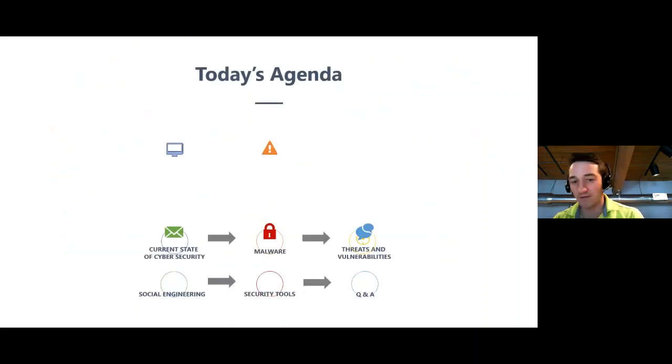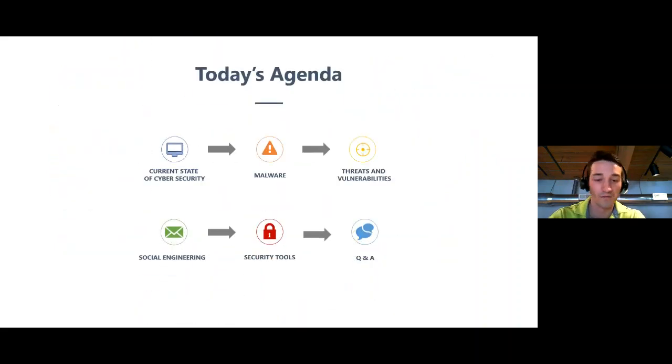Even though we're talking about social engineering, I want to run through the current state of cybersecurity as we see it, discuss malware a little bit and explain the terms and variations you can see, and then run through some threats and vulnerabilities currently. Then I'll dive into the actual versions of social engineering that we usually see. At the very end, I want to run through some security tools that might be able to help you, whether personally or in your business, and then we'll have a little Q&A. All right, so let's get started.